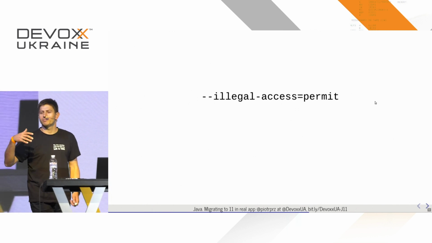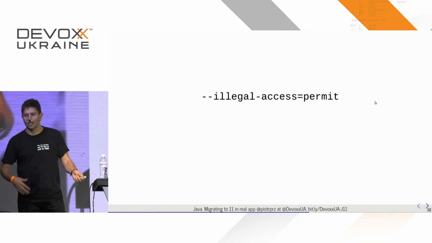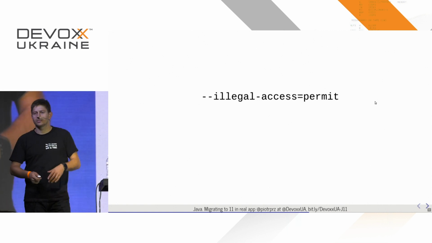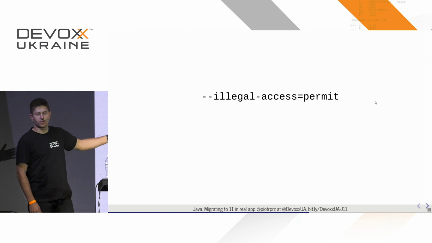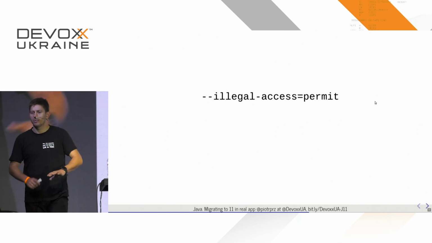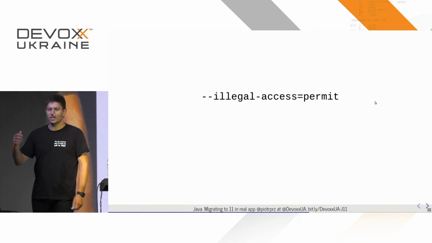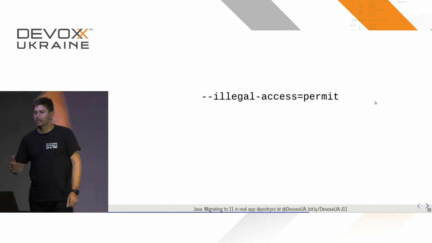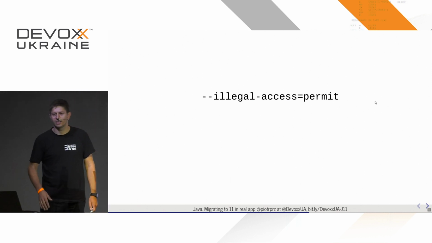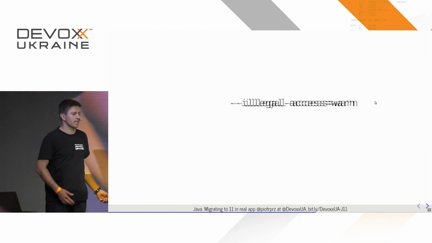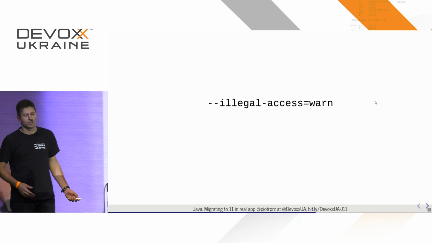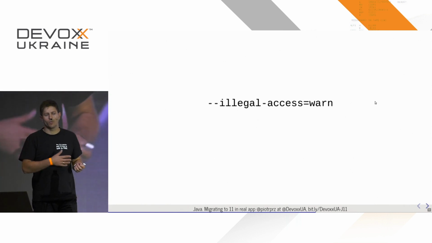But in case your boss doesn't allow that because of budget, time, and so on, you can try to find out where it works. So the default option for illegal access is permit. This is how the JVM starts. So it permits everything, and just when it encounters the very first illegal access, it will tell you you have illegal access somewhere in your app. Period. So I call it the friendly option. Then you can have this illegal access warn, which I call the wife option.